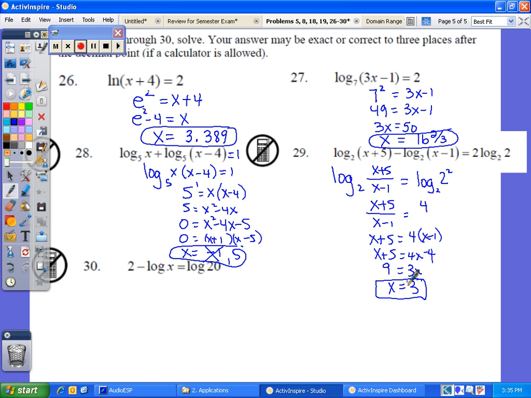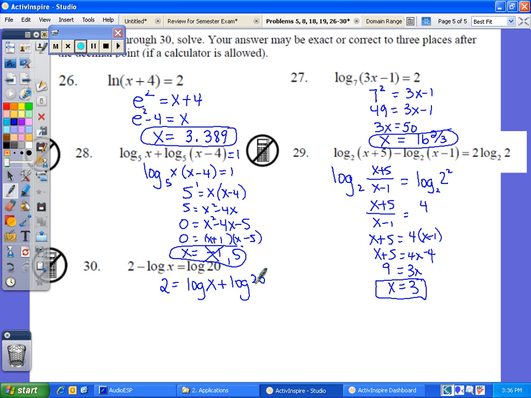The last one has a relatively simple problem, but I have one log term on the left, one on the right. Now I wish the 2 weren't there, but it is, so I have to deal with it. What I'm going to do is try to isolate the 2 on the left by pulling the negative log x to the right, and I would have to add that to both sides. So I have the log of x plus the log of 20 now.